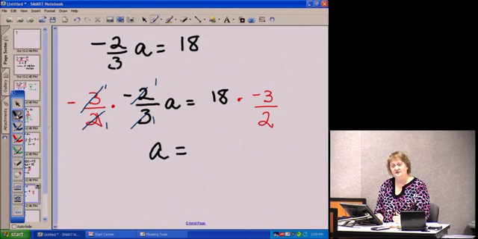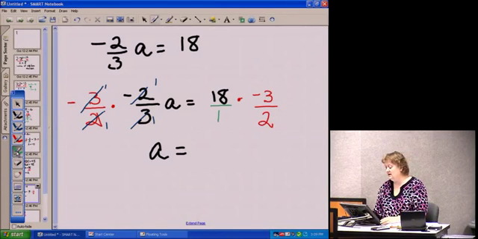Now let's look on the other side. That gives us 18 times -3/2. Remember that any whole number can be written over 1. So that's really 18/1 times -3/2. To simplify this one, we want to see if anything cancels. The 2 goes into itself 1 time, and 2 goes into 18 9 times. That allows us to simplify our problem before we go on to the next step.